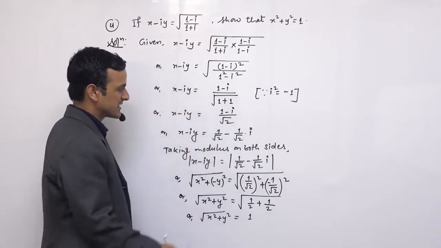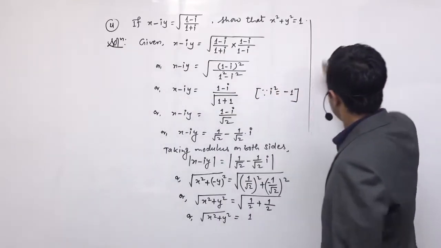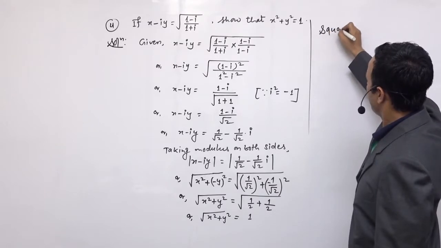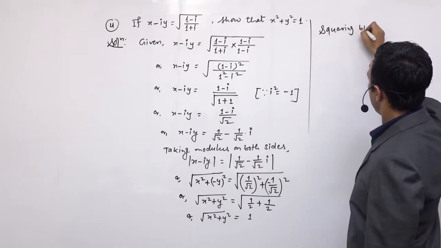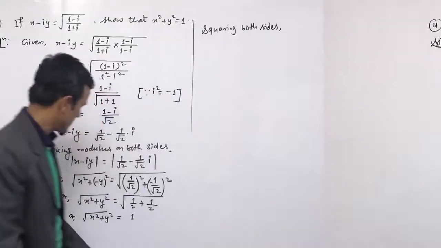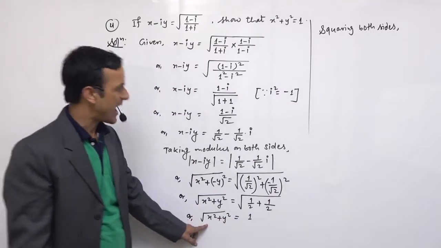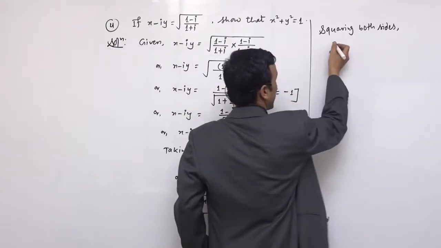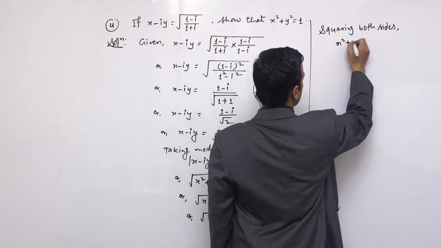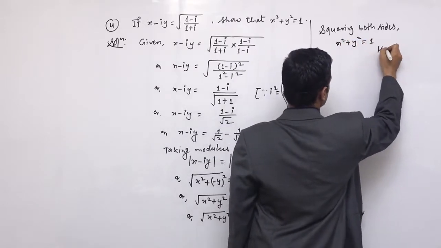So squaring both sides from here. In this step we square both sides. Then we get x square plus y square is equal to 1. Hence proved.